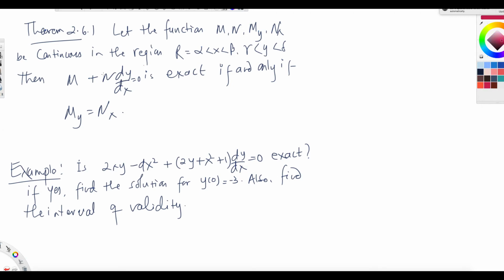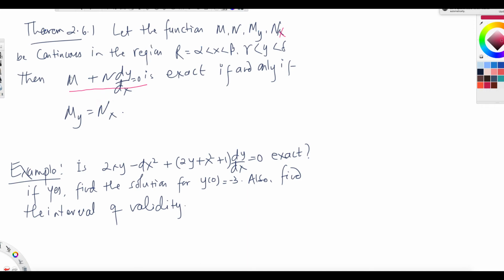Okay, what the theorem says is: let the functions M sub y, the partial derivative of M with respect to y, and N sub x, the partial derivative of N with respect to x, be continuous in a region R, where x is between alpha and beta and y is between gamma and delta. Then this equation M plus N dy over dx equals 0 is exact if and only if M sub y equals N sub x. So this is a quicker way to check the exactness.